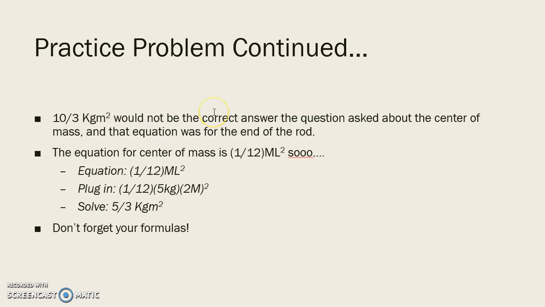So we have this practice problem continued. That will not be the correct answer, because the question is about the center of mass, and that equation is for the end of the rod. The equation for the center of mass is 1/12 ml squared. You plug that in, you get 5/3 kilograms per meter squared. So if you forget your formulas, you won't be able to get that question right.